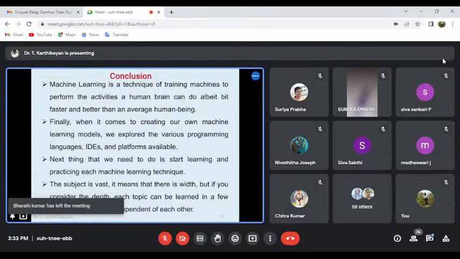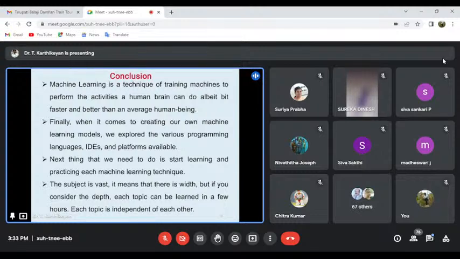The next thing that we need to do is start learning and practicing each machine learning technique. The subject is vast, which means there is width, but if you consider the depth of each topic, it can be learned in a few hours. Each topic is independent of the others. So this is the important thing. There is no need to learn from the beginning, and if you miss anything, it is not complicated.